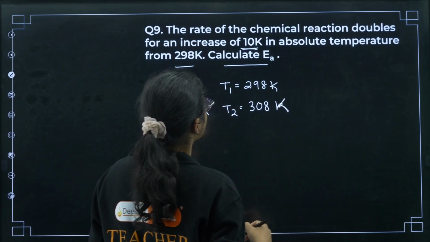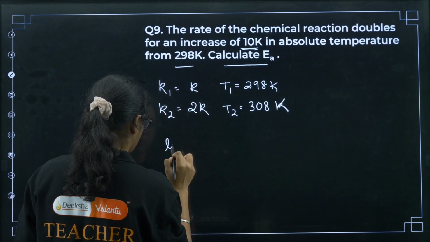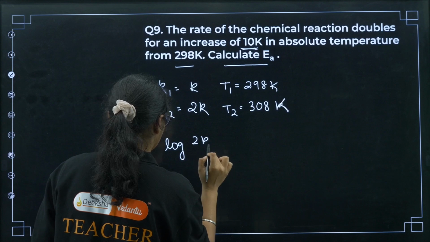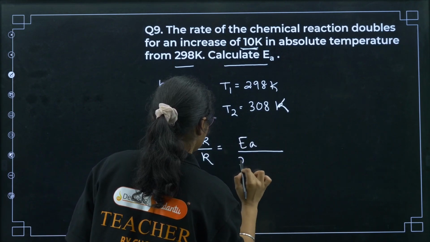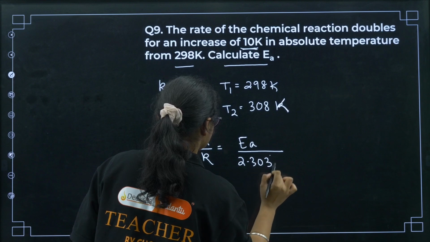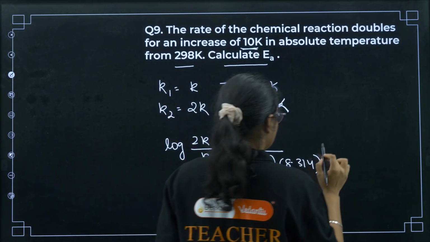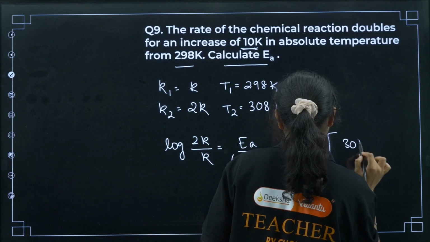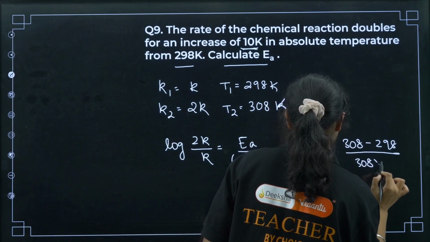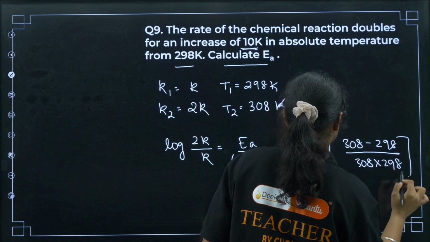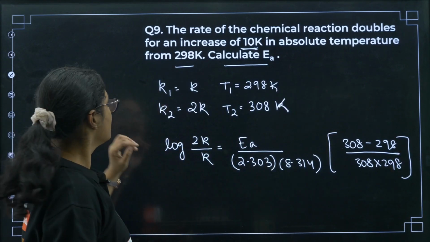Okay. Then we have activation energy we have to calculate. So we have here log of K2 by K1 is equal to EA by 2.303 R into (T2 minus T1) by (T1 T2), with R as 8.314. Okay, I am not writing the formula again, I am just solving it. You just have to put the values and find the value of EA.